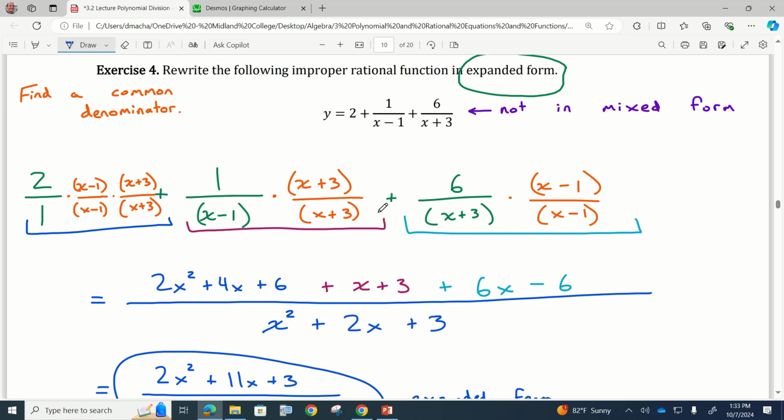So, who can tell me where my little mistake is? It should be -3 on the bottom. Thank you. Yeah. When I multiplied x minus 1 times x plus 3, the -1 and the positive 3 should give me a -3 for my constant here.